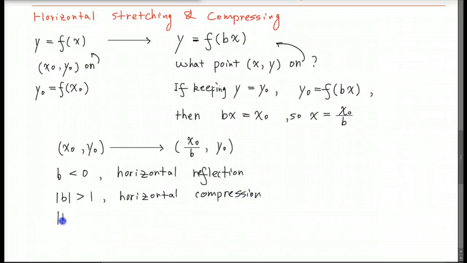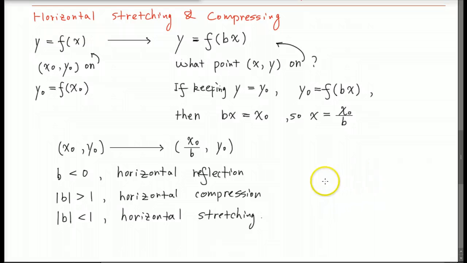And if the absolute value of b is less than 1, then it should be a horizontal stretching, because dividing by a number smaller than 1, you get a bigger result than the original x0. Okay, so that basically explains what happens when you multiply the x by b to replace the original x. So you can have this kind of situation.